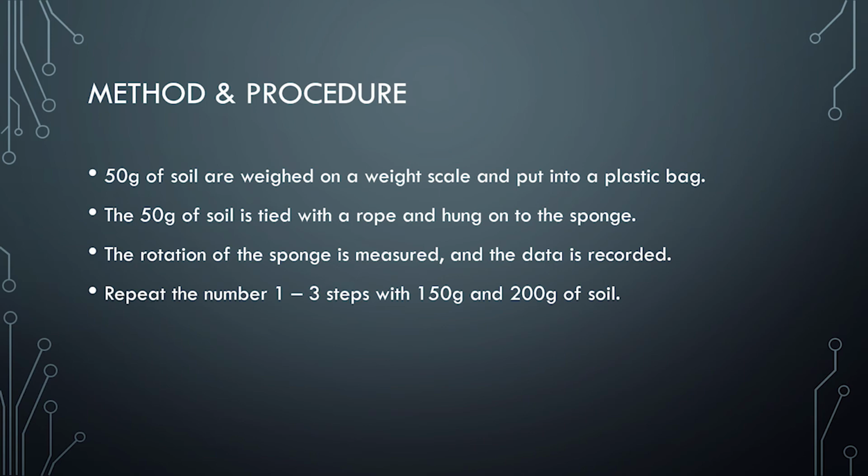Moving on to the method and procedure. 50 gram of soil are weighed on a weight scale and put into a plastic bag. Next, the 50 gram of soil is tied with a rope and hung onto the sponge. The rotation of the sponge is measured and the data is recorded. Lastly, repeat steps 1, 2, and 3 with 150 gram and 200 gram of soil.